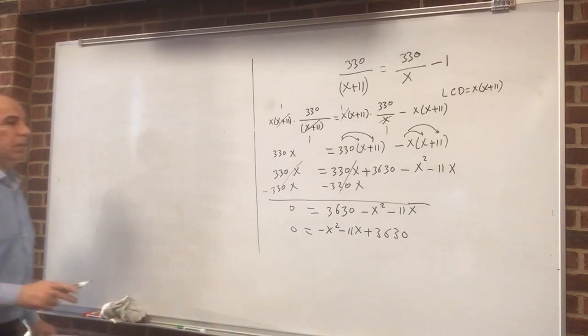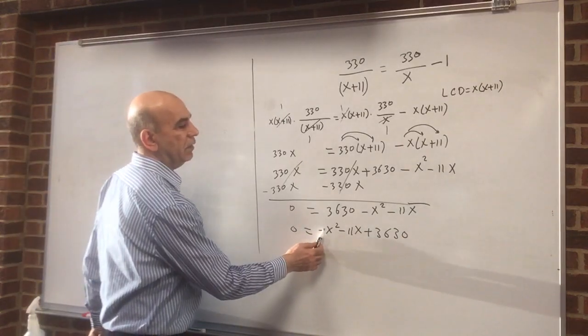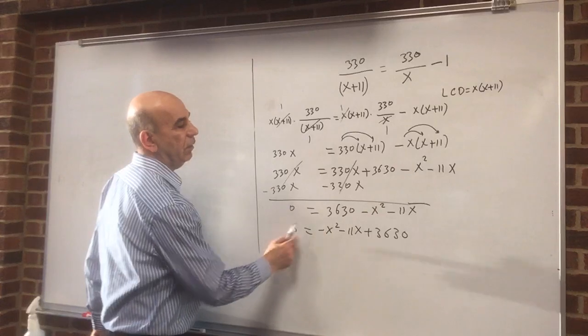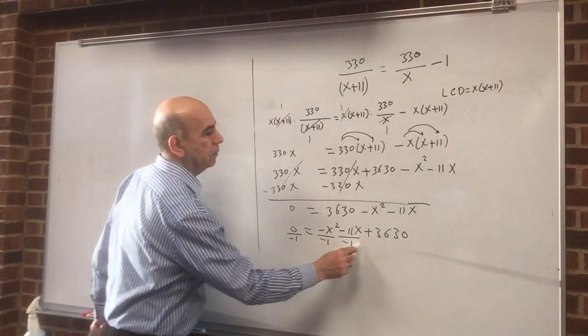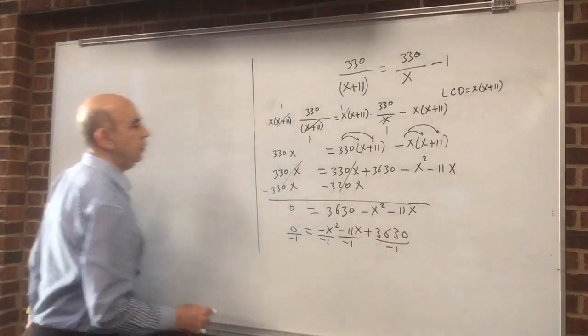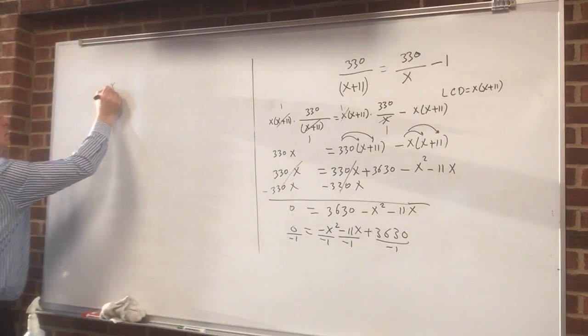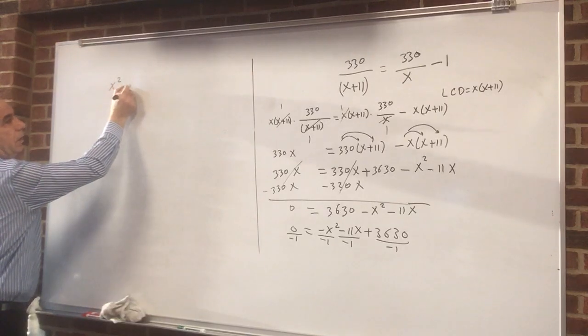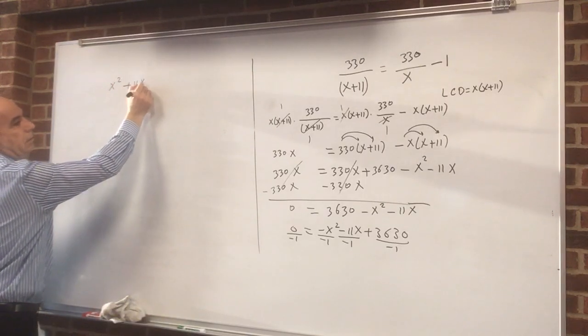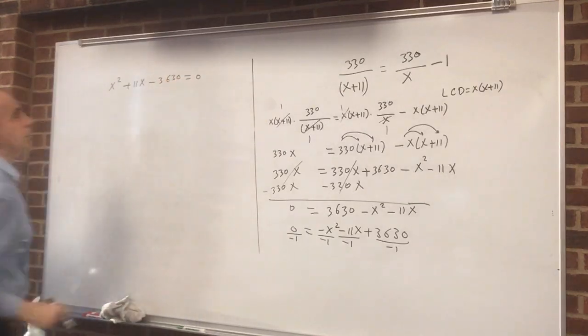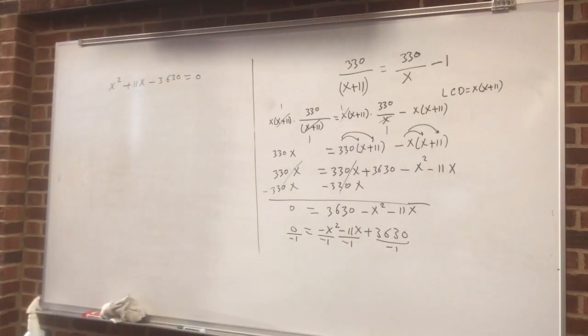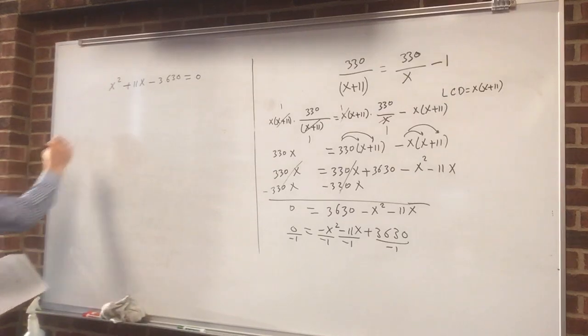Here the coefficient of x squared is negative, so try to make it positive. Divide each term by negative 1. So we get x squared plus 11x minus 3630 equals 0. Now we have this equation. Factor this by trial and error.